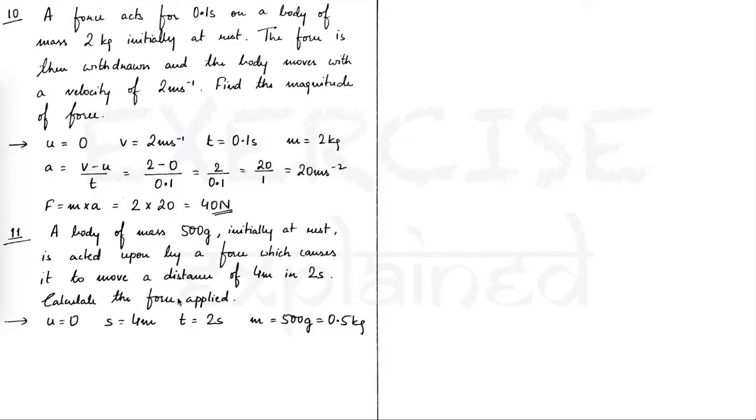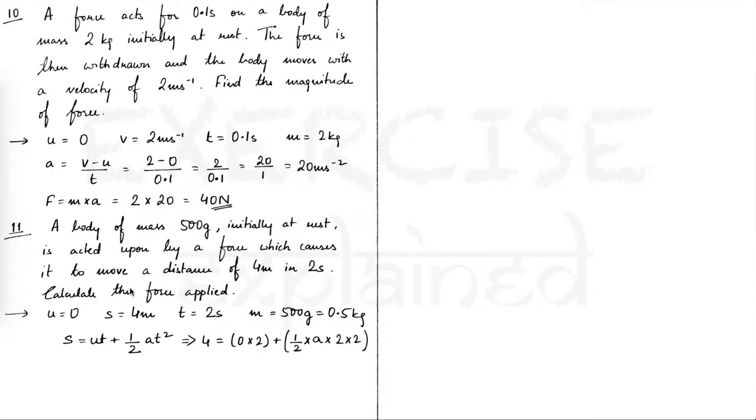Calculate the force applied. So similarly, here also we would be finding the acceleration, but we cannot use v minus u by t here because v is not there. So we will have to use s is equal to ut plus half at square. I substitute the values s as 4, u as 0 into t as 2 plus half, a I keep as a only, into t square happens to be 2 square. So that is what is written here. 4 is equal to 0 into 2 plus half into a into 2 into 2.